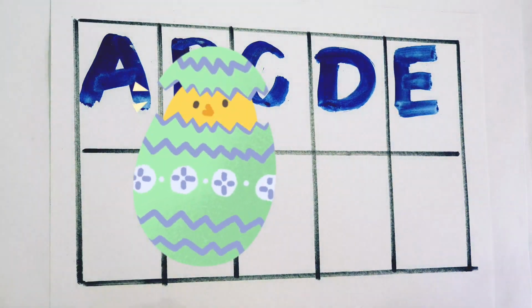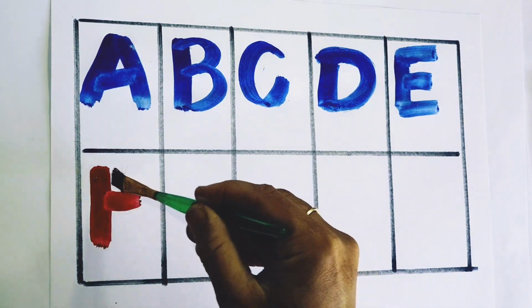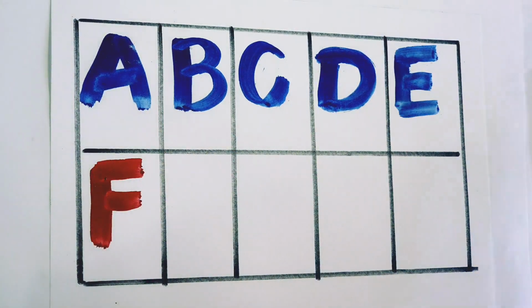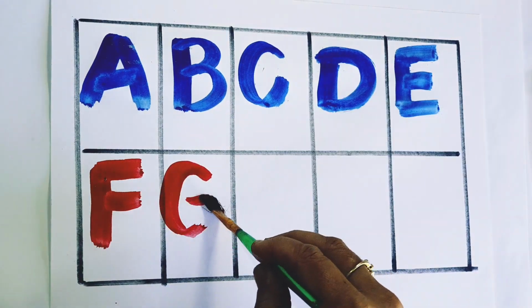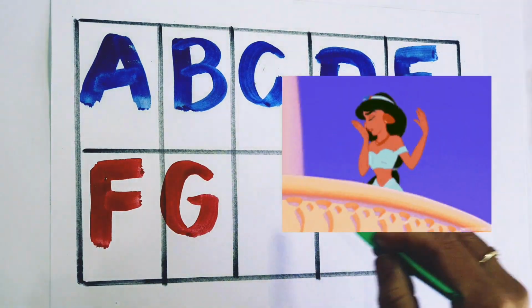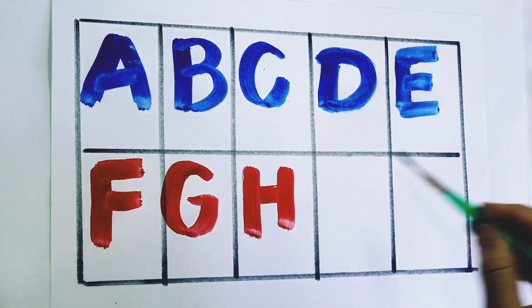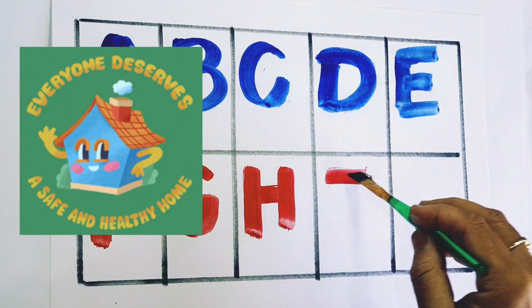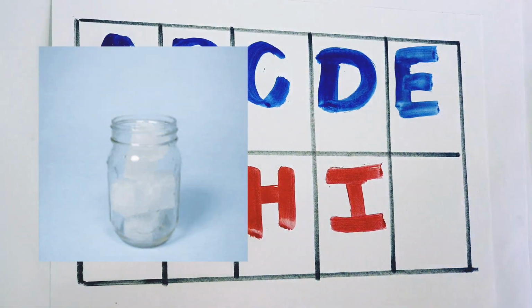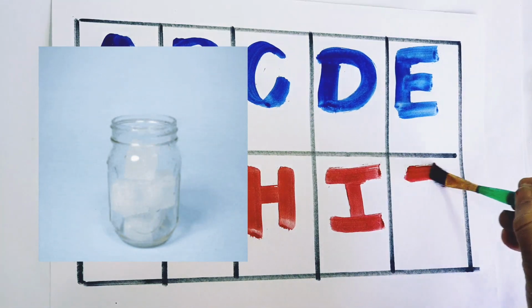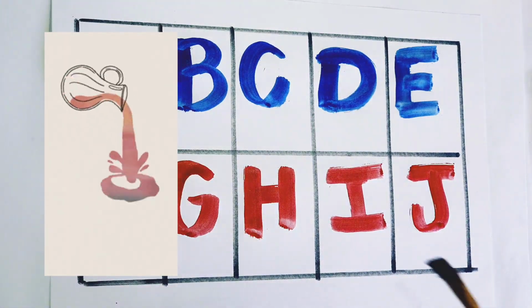E for egg. F for frog. G for girl. H for home. I for eyes. J for jug.